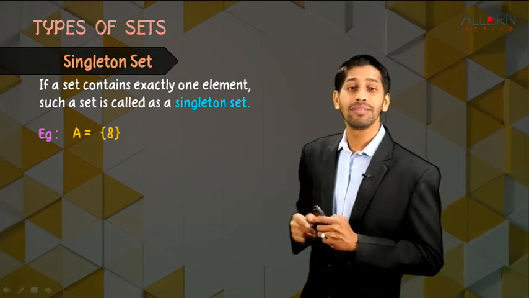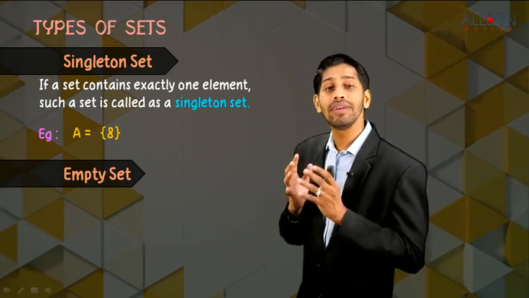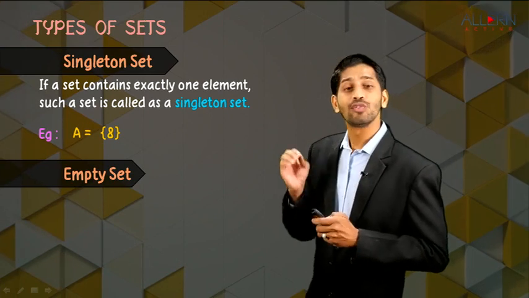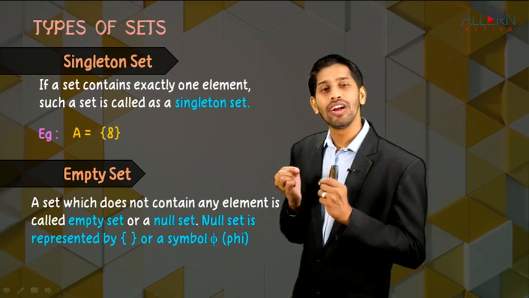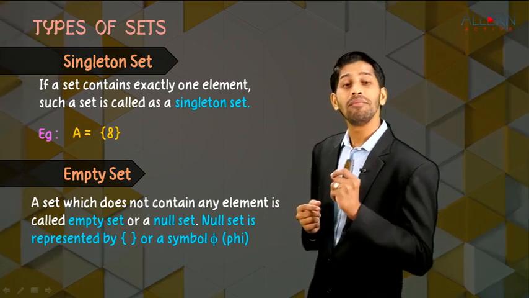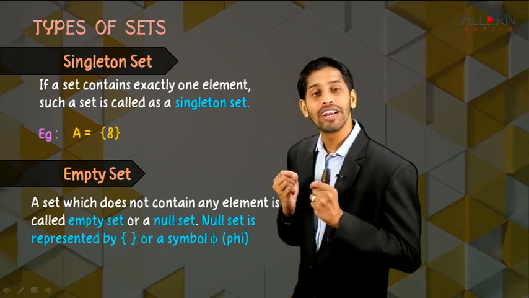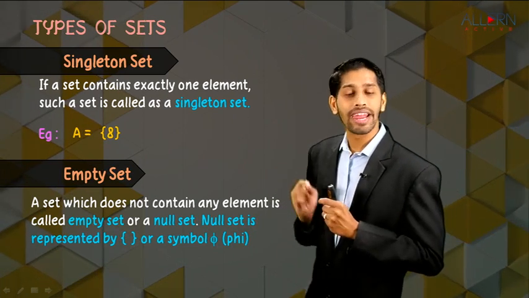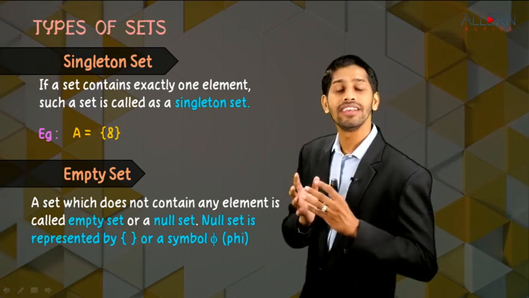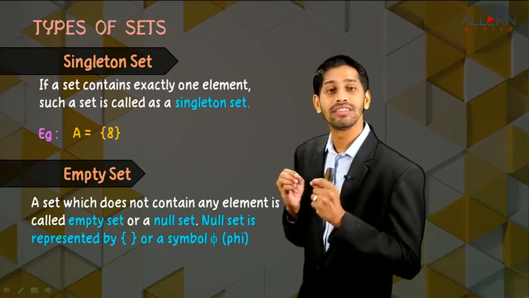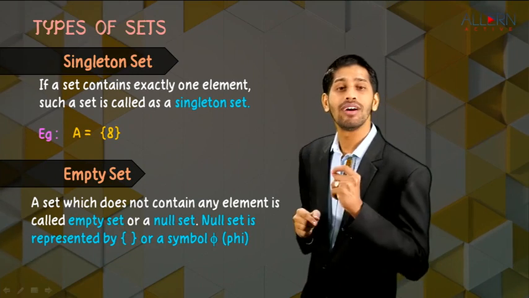Let's take the next type, that is an empty set. By the name it says that empty means it does not have anything, right? So if a set does not contain any element, then it is called an empty set. An empty set is also called a null set, and it is denoted by empty curly brackets. So we start that curly bracket and we end that curly bracket, or it is represented by a symbol which is called phi. That is, we write 0 and we put a straight line, it is called phi, right?